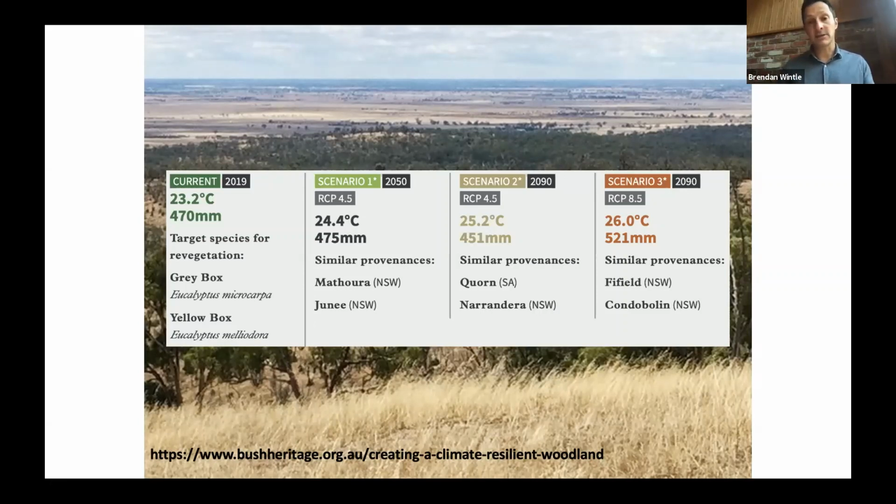And that is essentially a great big provenance trial, which I think absolutely should be applauded. I think this is an amazing project. So congratulations again to Bush Heritage for this science-based climate adaptation.